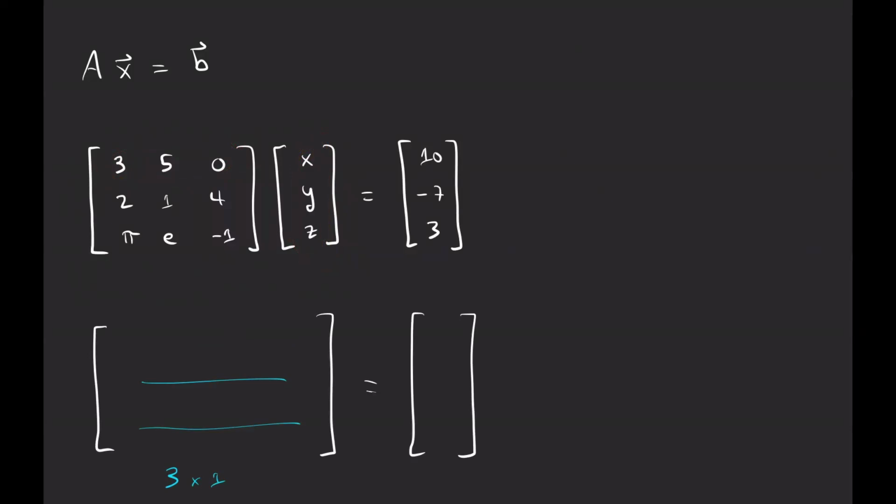That top one, as I had just verbally said, is 3x plus 5y plus 0z. I won't bother writing. Well, now I do the middle row times this column, 2x plus 1y plus 4z.